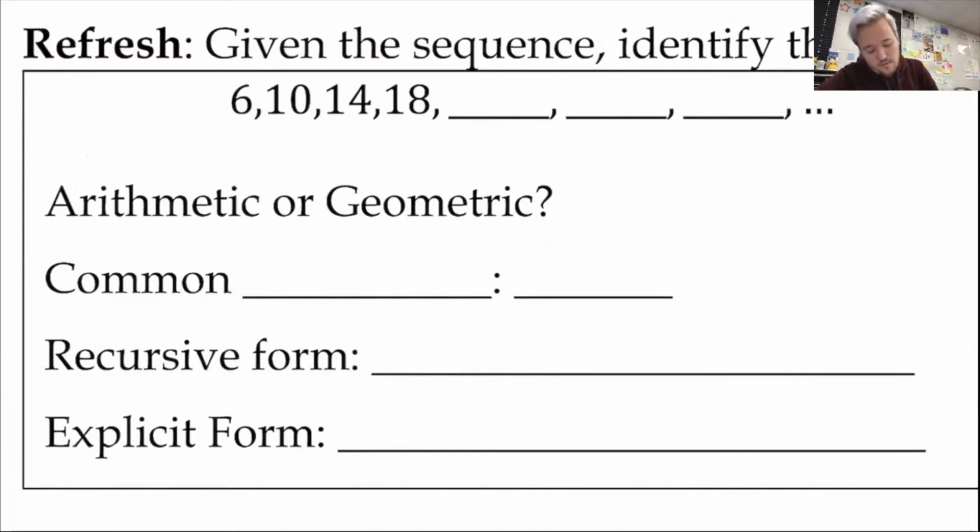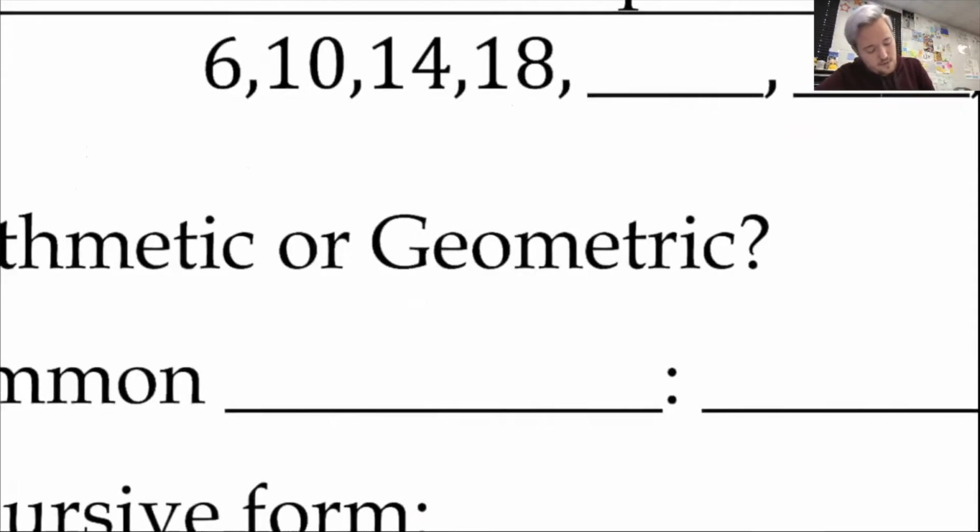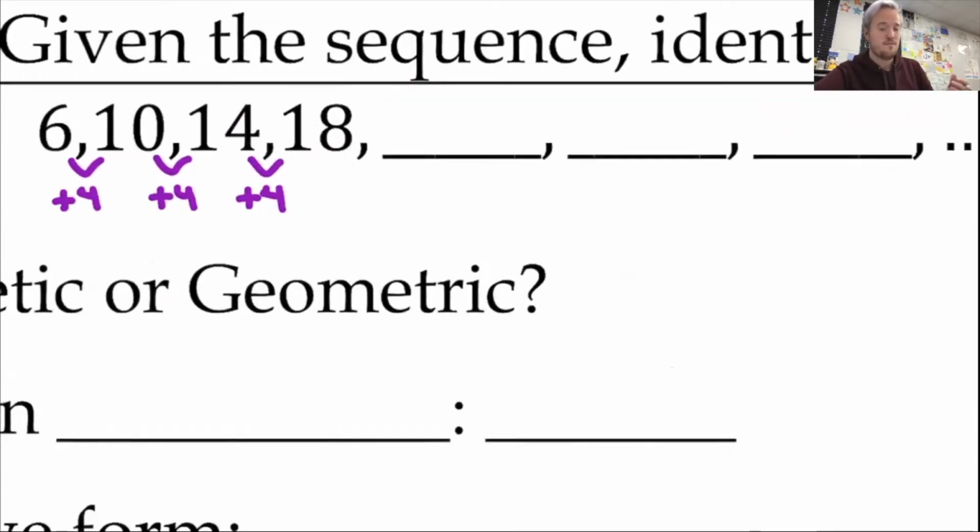So we are going from 6 to 10 to 14, which is going to be plus 4, and plus 4. So if I want to find the next few terms, I'm just going to continue the pattern. So 18 plus 4 is going to give you 22. 22 plus 4 is going to give you 26. And then 26 plus 4 is going to give you 30.